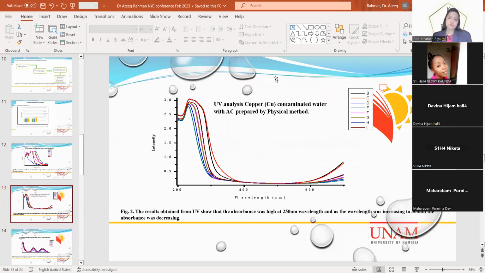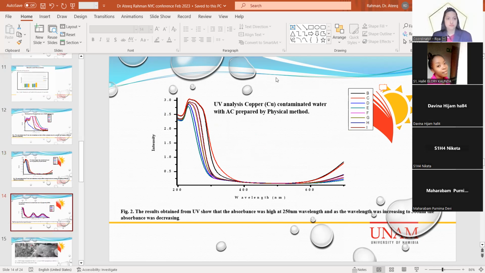Then UV analysis for copper, contaminated by physical method. Here, the physical method also gave a good result, but not as good as compared to the H3PO4. Maybe here you can see, once it has been degraded, absorbed at 400, but it is not complete, copper had not been removed from the solution. This could be due to the pores of the activated carbon prepared by this method; wide pores are not being observed. So chemical treatment is more valuable than the physical method. Maybe we have to increase the temperature also in the physical method.